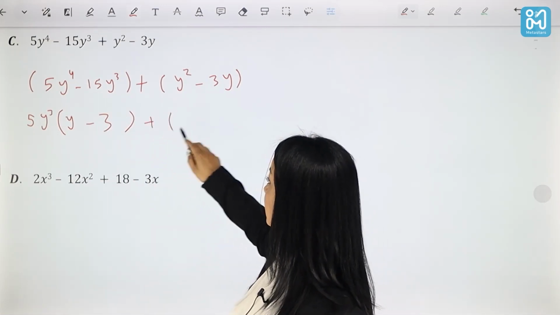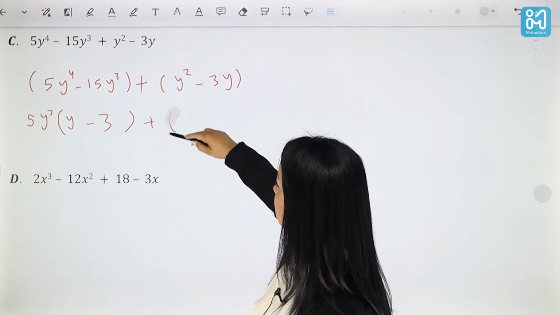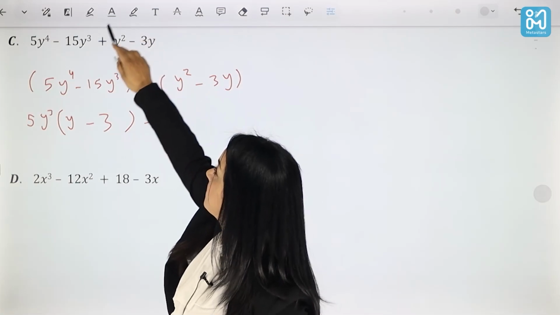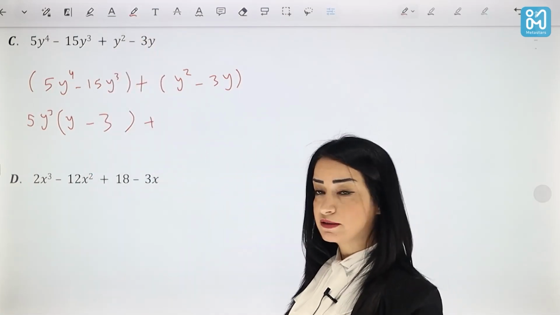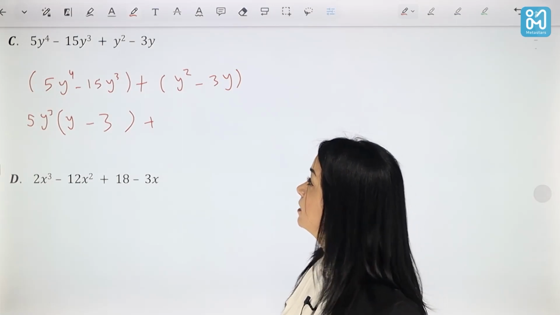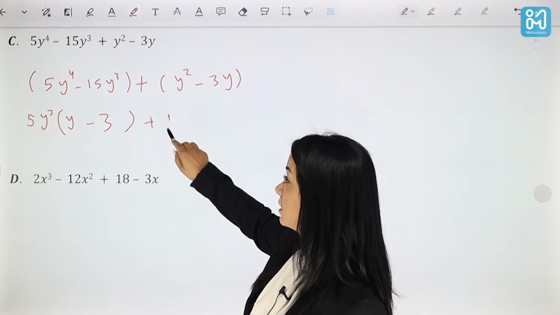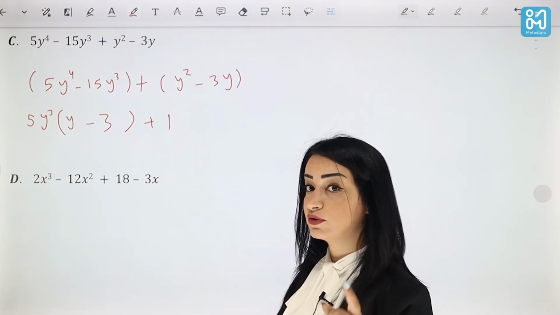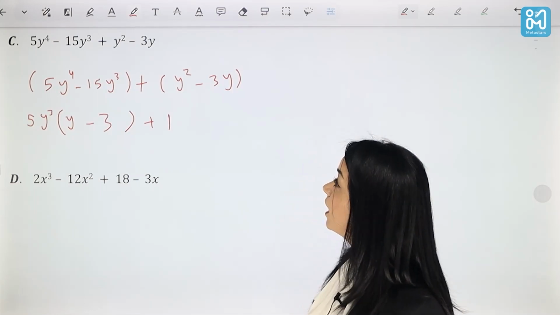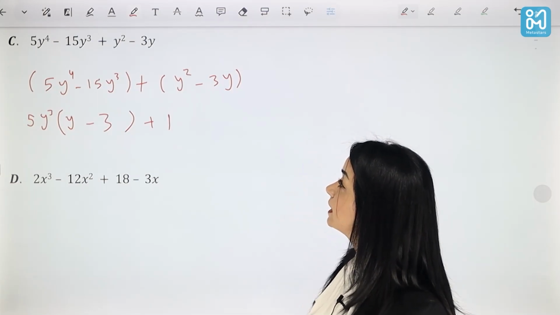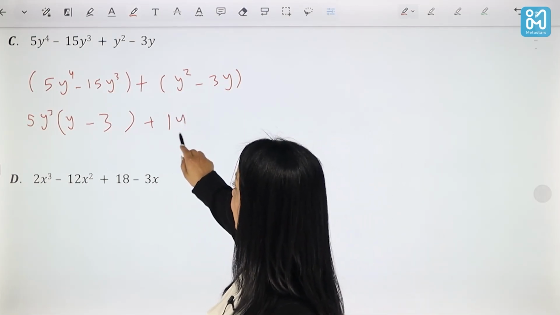Plus y squared minus 3y. Do I have any common factor between the constants? Actually not. So when I don't have any common factor between the constants, I can put 1 outside. Always put 1 if you don't have any common factor between the constants, okay? Then y squared and y. What can we take here as a common factor? The common factor is 1 times y, so it's 1y.